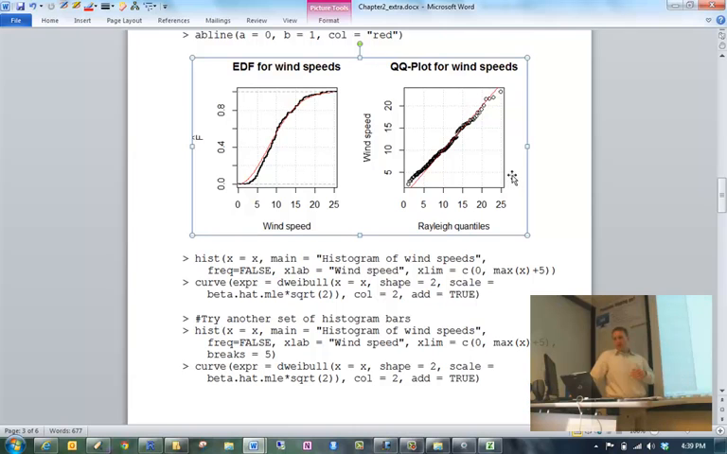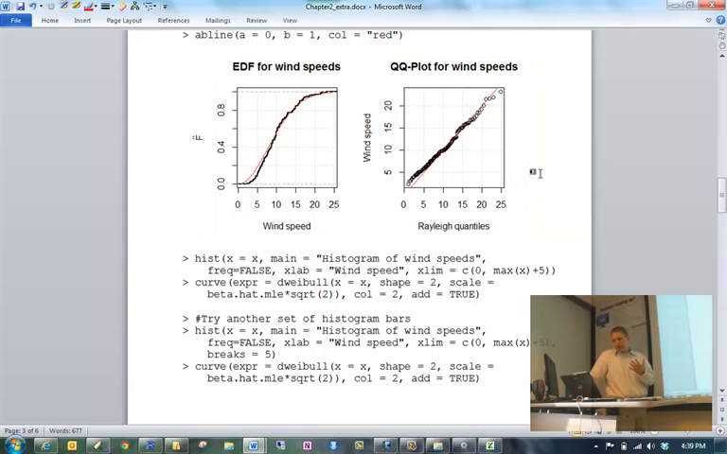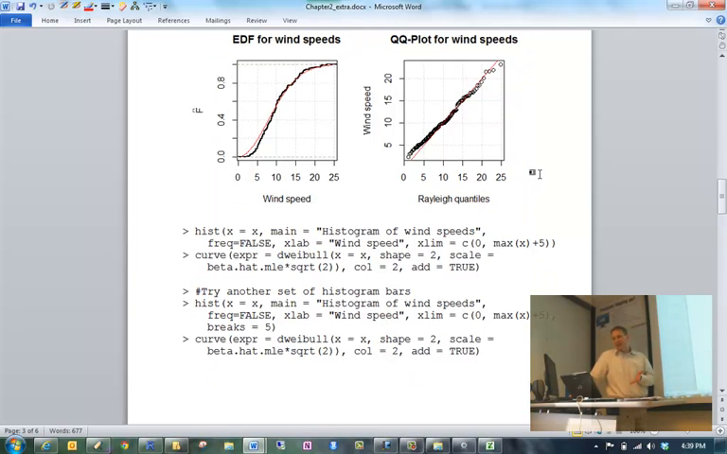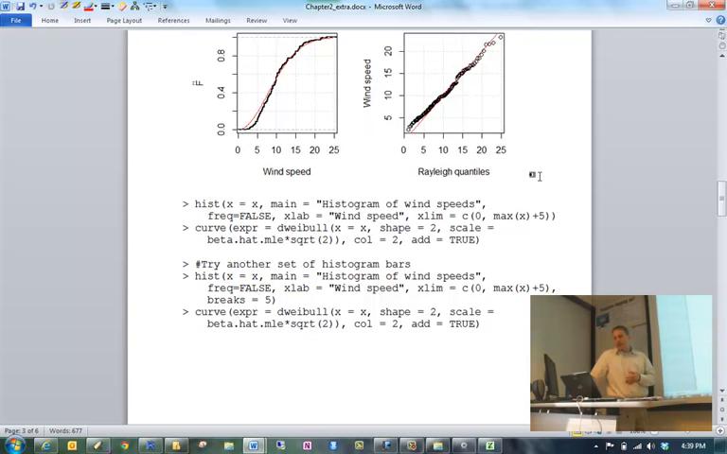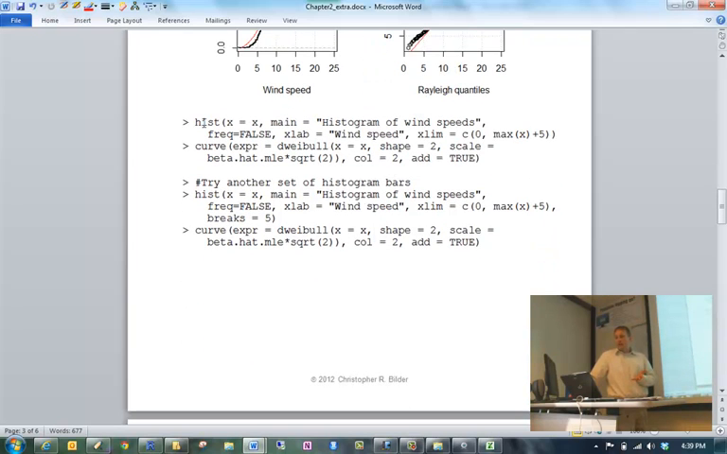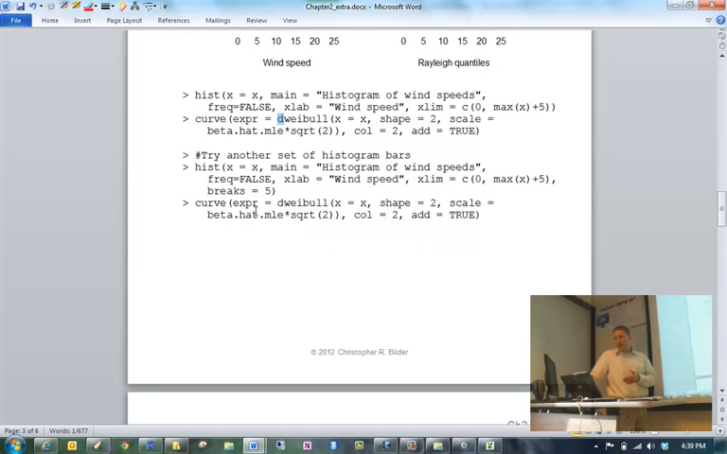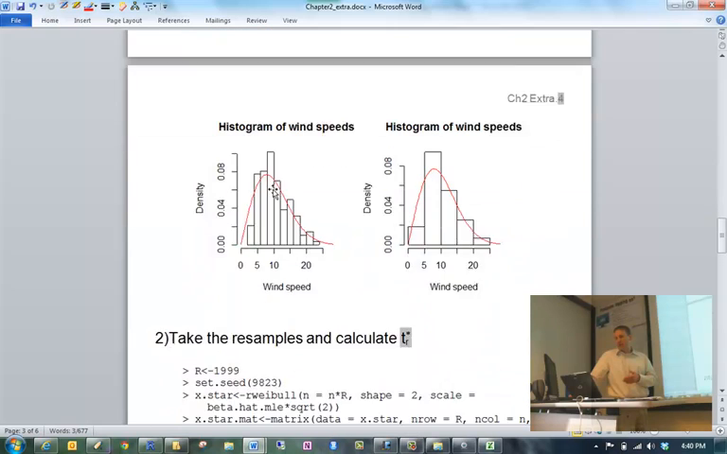Something that's maybe often easier to look at, but does not necessarily always give the best picture, is using a histogram. So we could use a histogram of the data. I use the curve function to do the distribution of the Rayleigh. And I do two different forms of the histogram. All I do is I change the number of classes using the breaks argument. That's what breaks I make, and this is what we get.